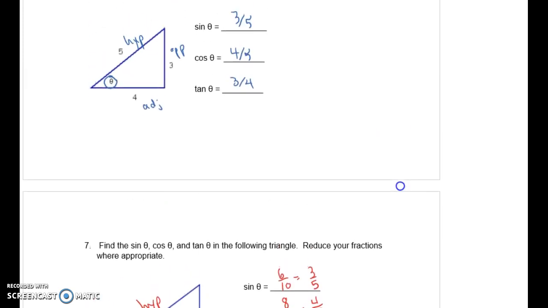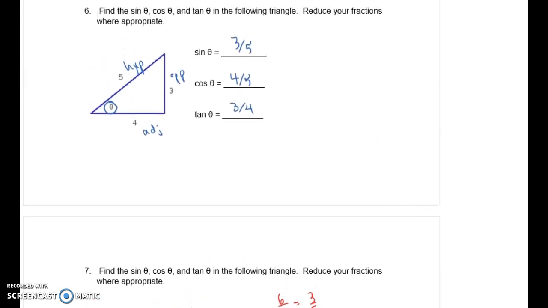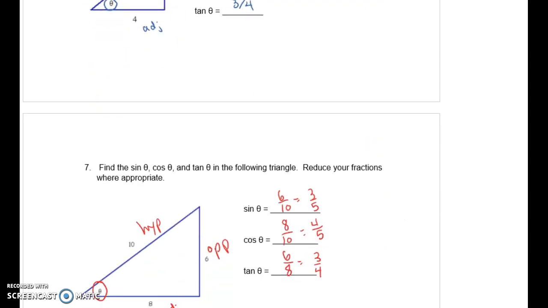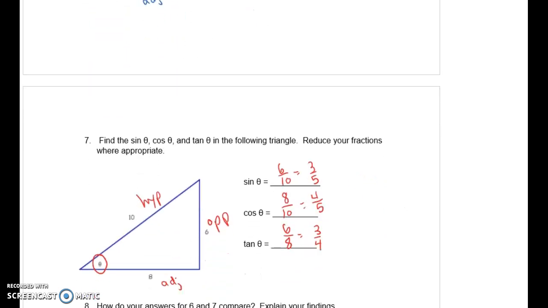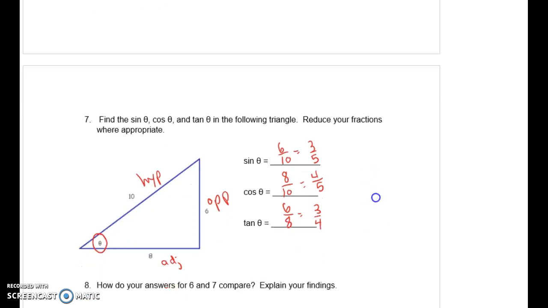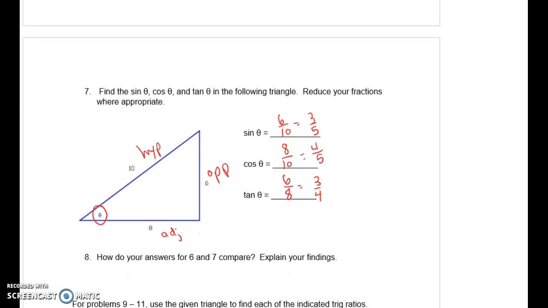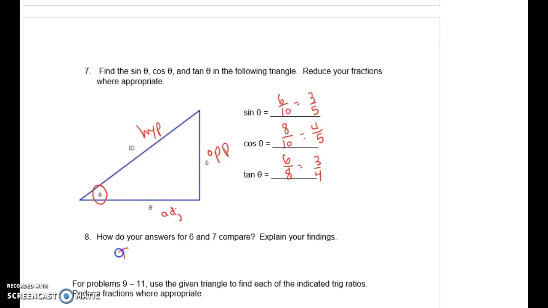Wait a minute. I had those same measurements in this triangle. This was a 3, 4, 5 triangle, and this is a 6, 8, 10. Why are they going to give me the same reduced ratios? Happens to be because these triangles are similar, so the ratio of the sides is always exactly the same. So the corresponding values are equal because the triangles are similar.